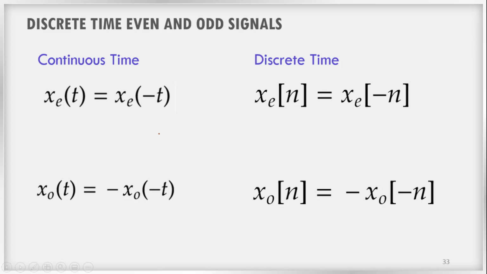Now consider the discrete time counterpart of the even signal and the odd signal. There is not much difference. The only thing is t is replaced with n, and instead of curved brackets we will use square brackets to represent the discrete time signal.